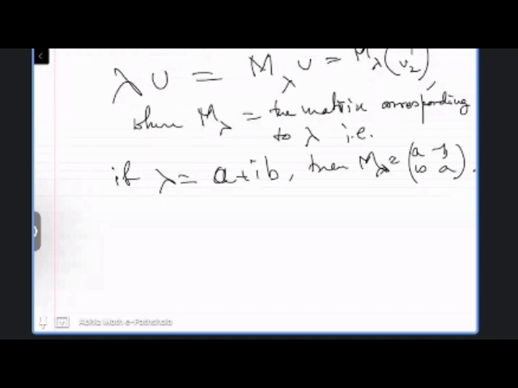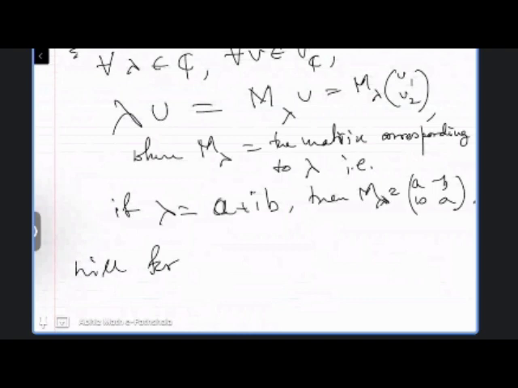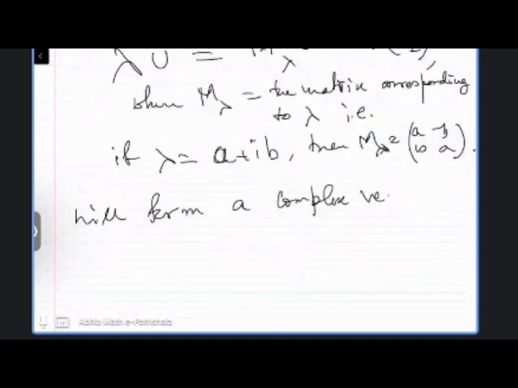So one needs to check that we form a vector space. We form a complex vector space. That is very important. Complex vector space. Okay.